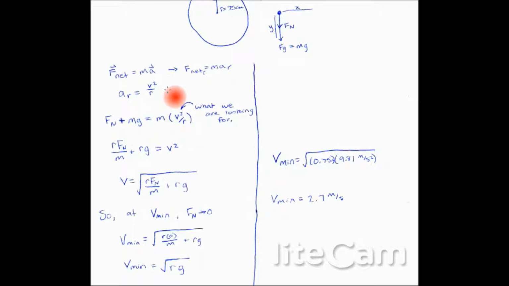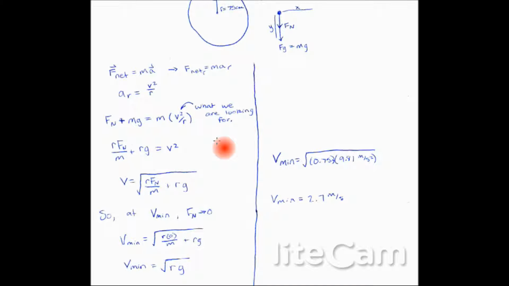So here we take our forces, which will be our normal force plus the gravitational force, which we defined as mass times the gravity, is equal to the mass times the velocity squared divided by r, which we defined as the radial acceleration. And the velocity squared is what we are looking for.